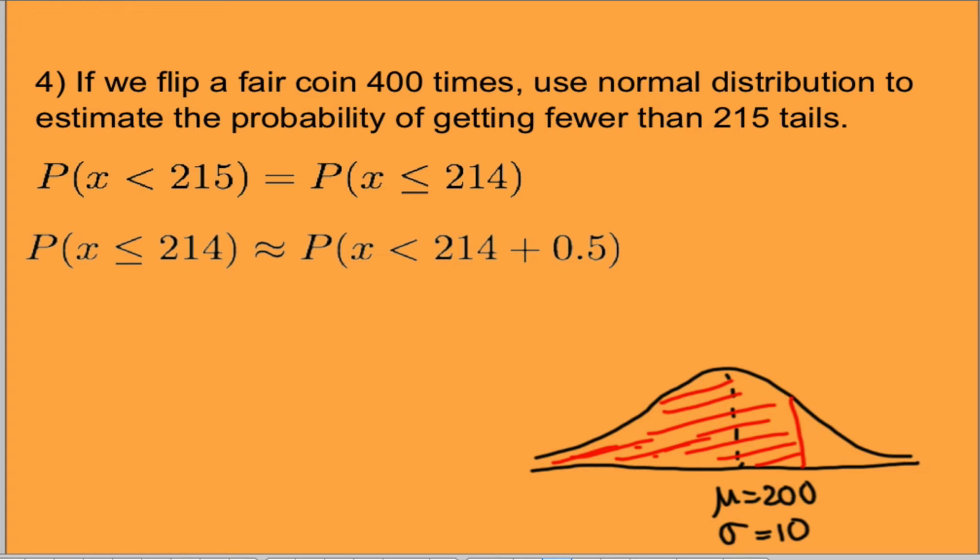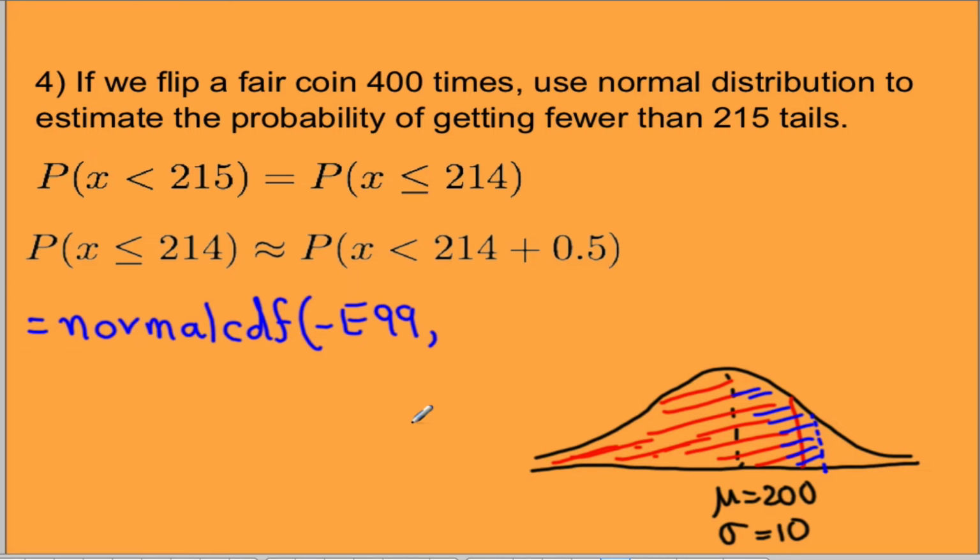In order to include 214, we're going to go half a unit to the right to include 214. So this will be normal CDF. Our lower value will be negative E99 because we're going to the left. Our upper value will be 214.5. Our mean is 200 and a standard deviation is 10. Once again, I'll leave it up to you to finish this and compare this answer with the previous example.